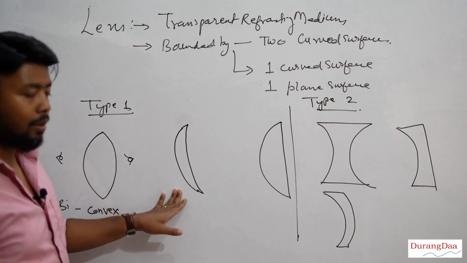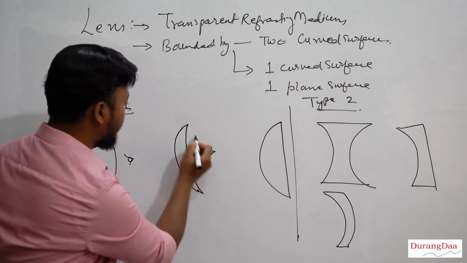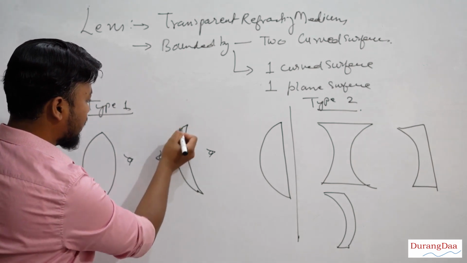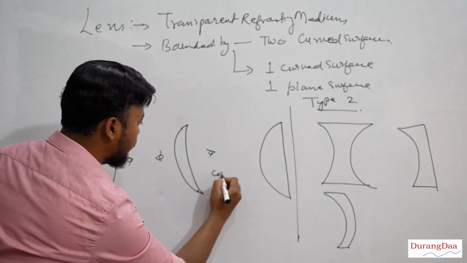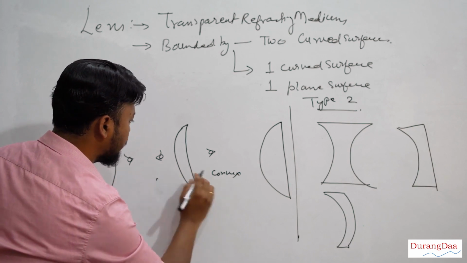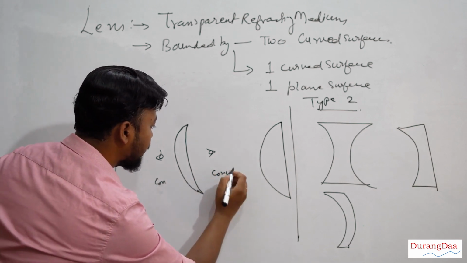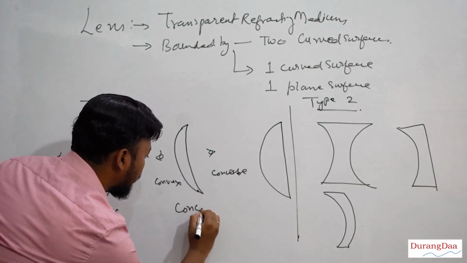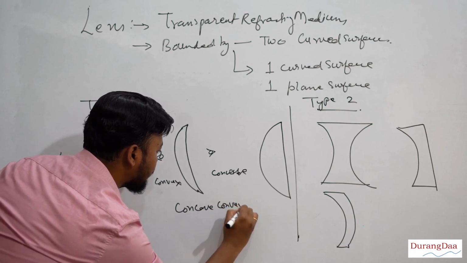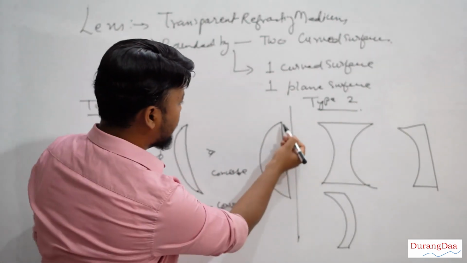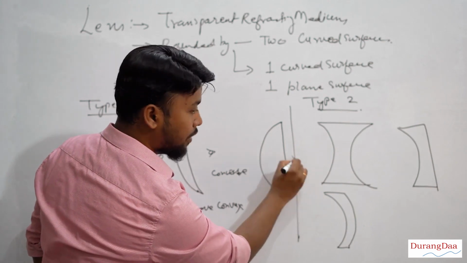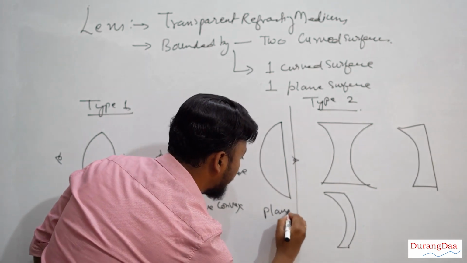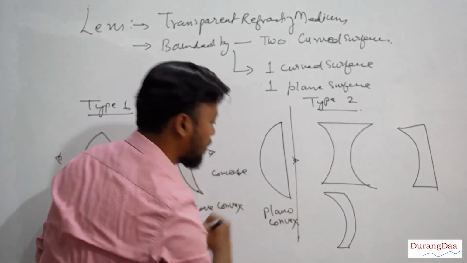In this case, again, if you want to name it, first you view the lens from this side. How does it appear to you? This is concave obviously, and if you look from this side, it is convex. So this side is concave and this side is convex. Together, concavo convex. For this one, this side is plane. If you look from this side it is plane, and if you look from this side it is convex. So we can write it as plano convex.